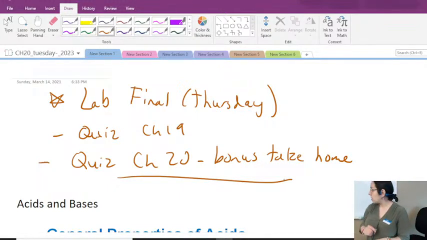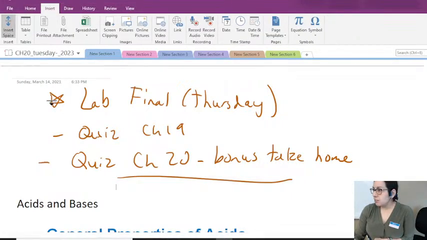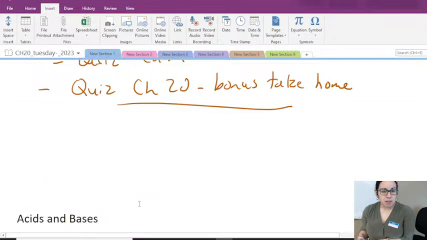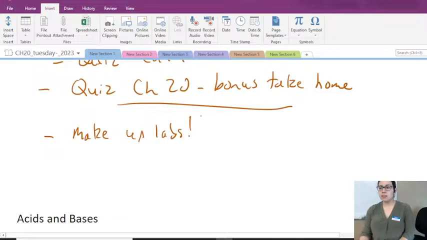The homework is also there. I apologize for not handing it out on Tuesday. We just never got to chapter 20. And then also today's the day for makeup labs. I haven't gotten any emails, but you can still bug me last minute for makeup labs. So make sure you have everything complete that you need to do all the calculations at home.